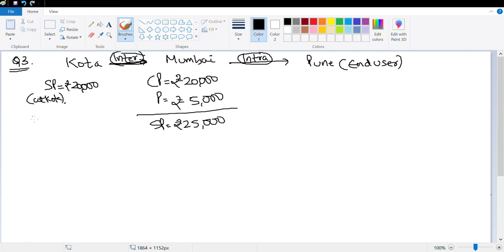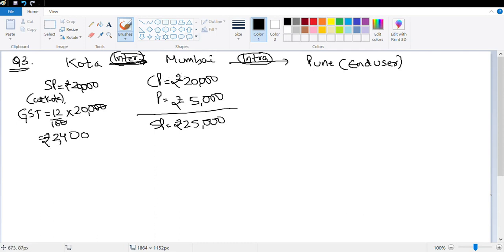So how much would have been the GST? I will solve this question later as per the book. Let me just explain this concept to you. So what would have been the GST at Kota? GST would have been 12% of 20,000. 12 into 2 is 24 with the zeros, so 2,400. So the GST is rupees 2,400.